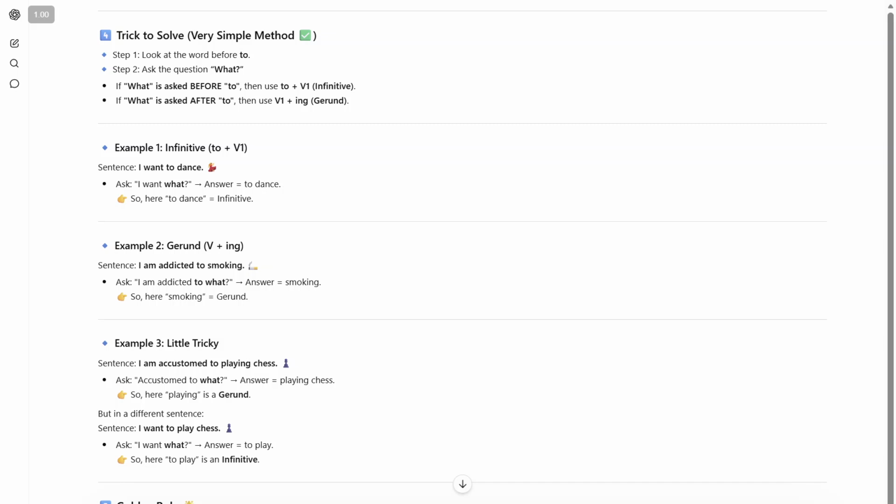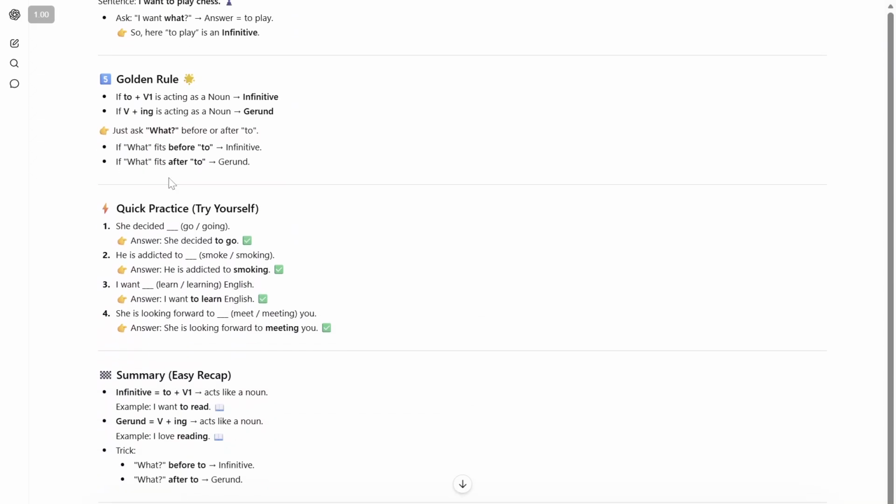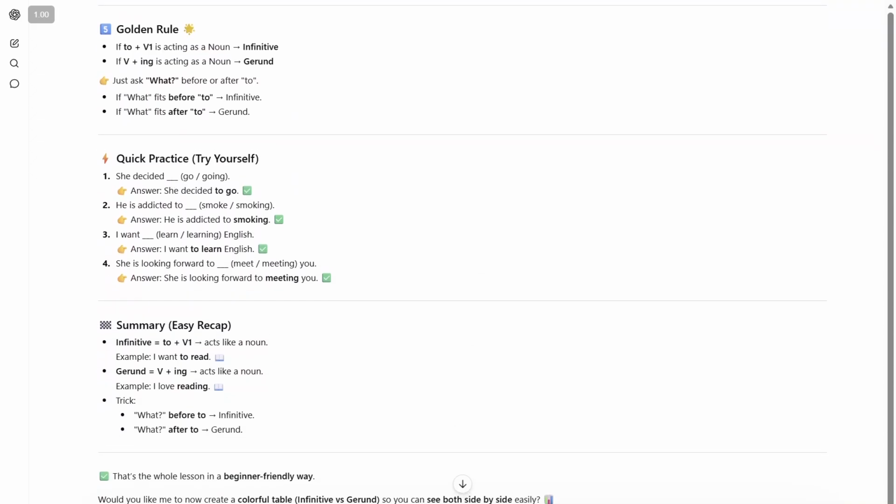Example 3, a little tricky sentence: I am accustomed to playing chess. Ask, accustomed to what? Answer, playing chess. So here "playing" is a gerund. But in a different sentence, I want to play chess. Ask, I want what? Answer, to play. So here "to play" is an infinitive. Golden rule: if to V1 is acting as a noun, infinitive; if V plus ing is acting as a noun, gerund. Just ask "what," before or after "to." If "what" fits before "to," infinitive. If "what" fits after "to," gerund.